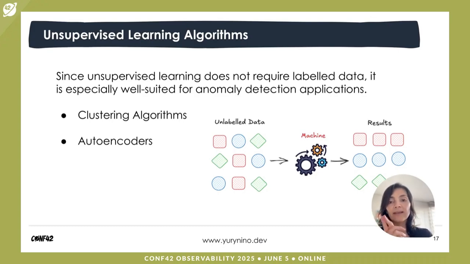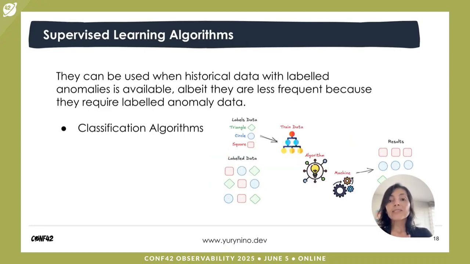The first ones, clustering algorithms, cluster data together based on similarity and recognize outliers as possible anomalies. And autoencoders are neural network-based models that can recreate input data. Supervised learning algorithms, another type of machine learning technique, on the other hand, require historical data with labeled anomalies to train the model. This picture that I made can illustrate this concept. Classification algorithms include support vector machines and random forests.